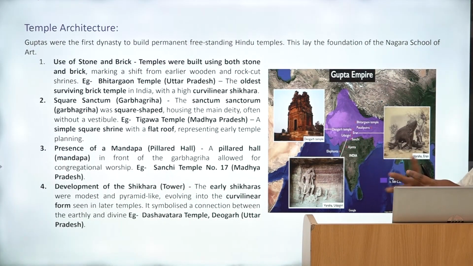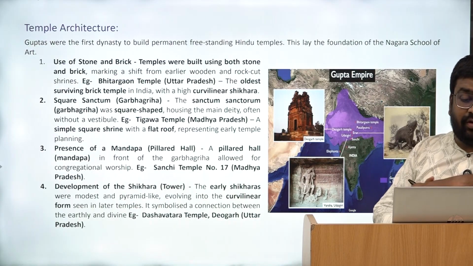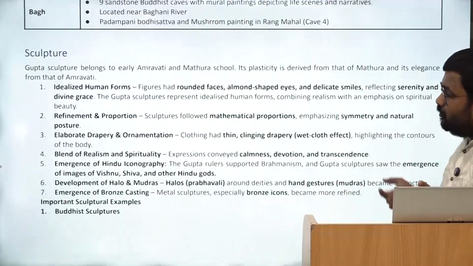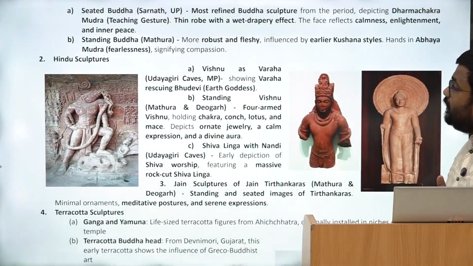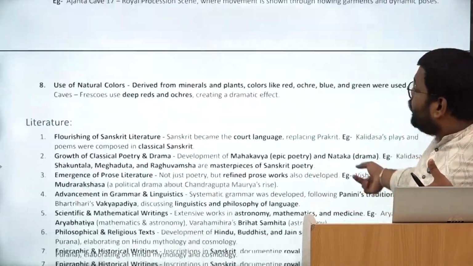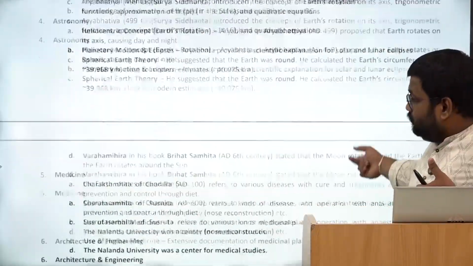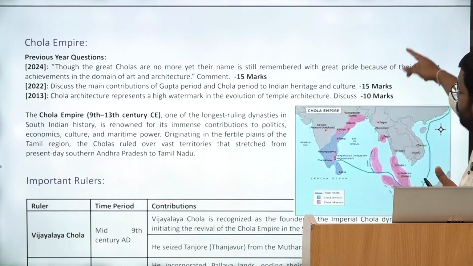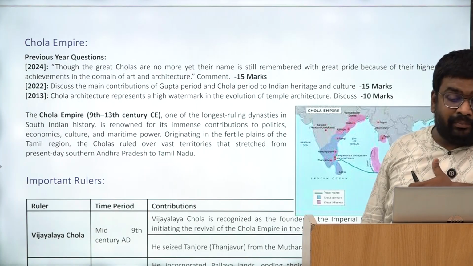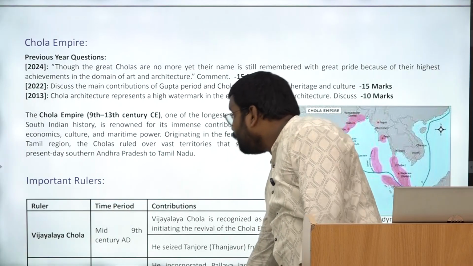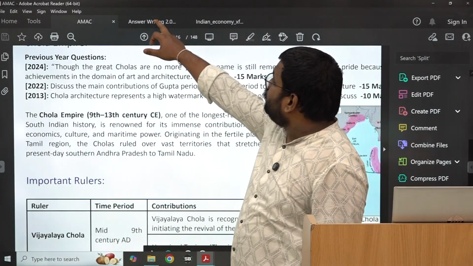For example, if they ask you about temple architecture during the Gupta period, again you have the map ready, right? Based upon the analysis of the toppers' answers and the requirements of your answer writing, we have incorporated these aspects into your X Factor notes also. Then, this will be your Chola Empire. Again, there is a specific map of the Chola Empire, right? So these are the aspects that you need to ensure are incorporated into your answer writing.